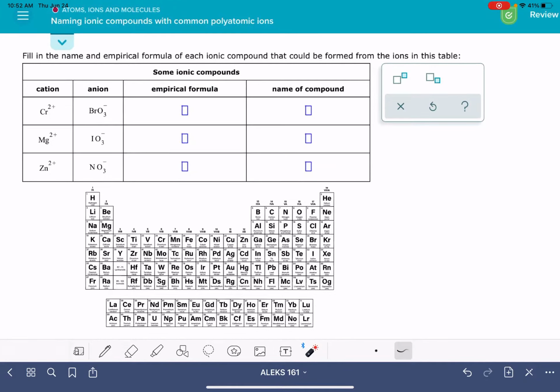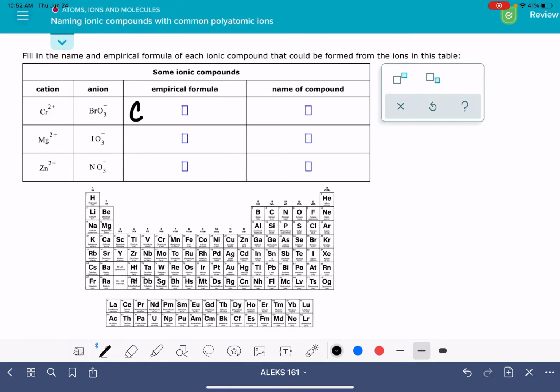When we're combining cations with anions to make an empirical formula, one of the tricks that we have is that the charge of each ion tells us the quantity of the other ion. So since we have a 2+ charge on the chromium ion here, that means that we're going to need 2 of these BrO3- anions. And since this has a -1 charge, that tells us that we only need 1 of this chromium cation. So let's start with that.